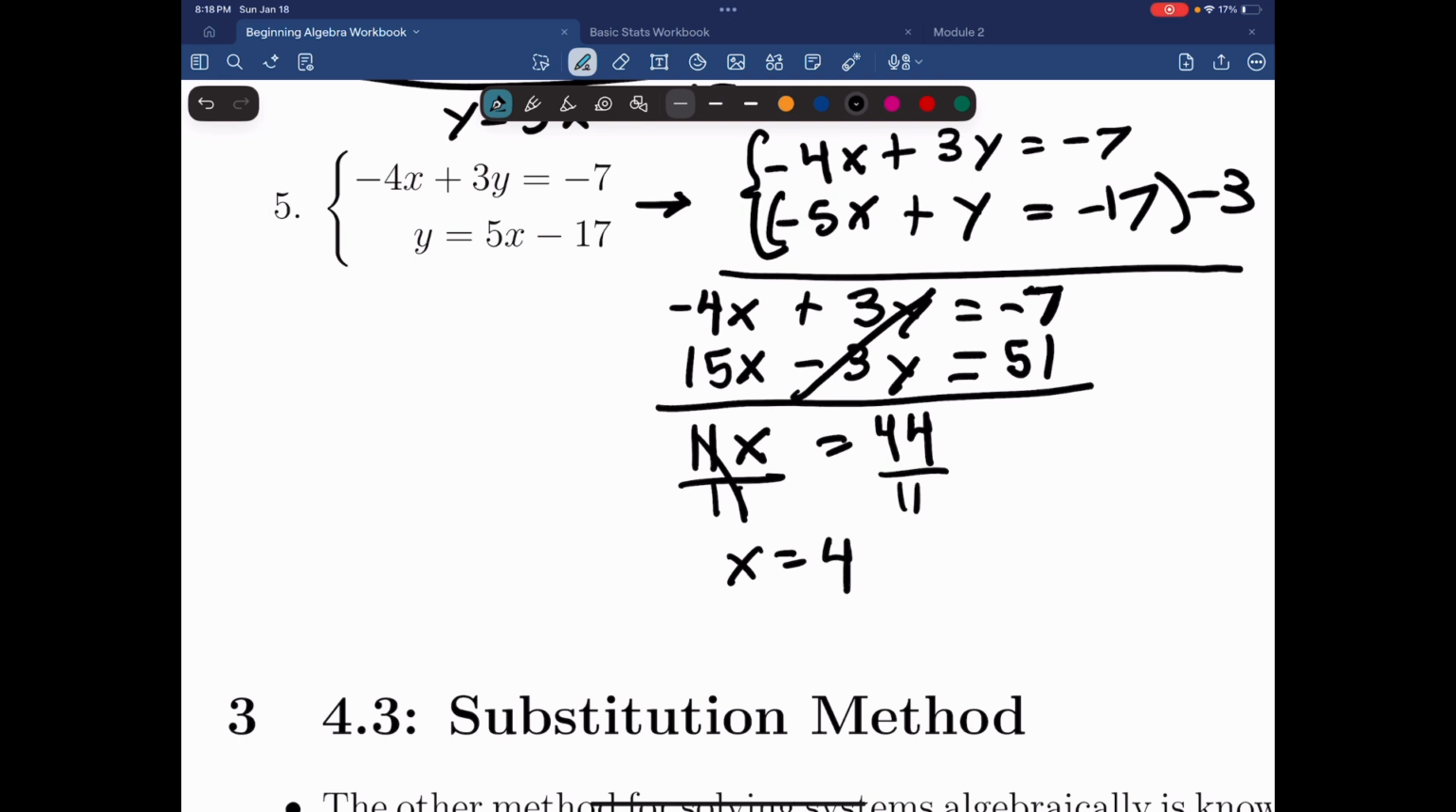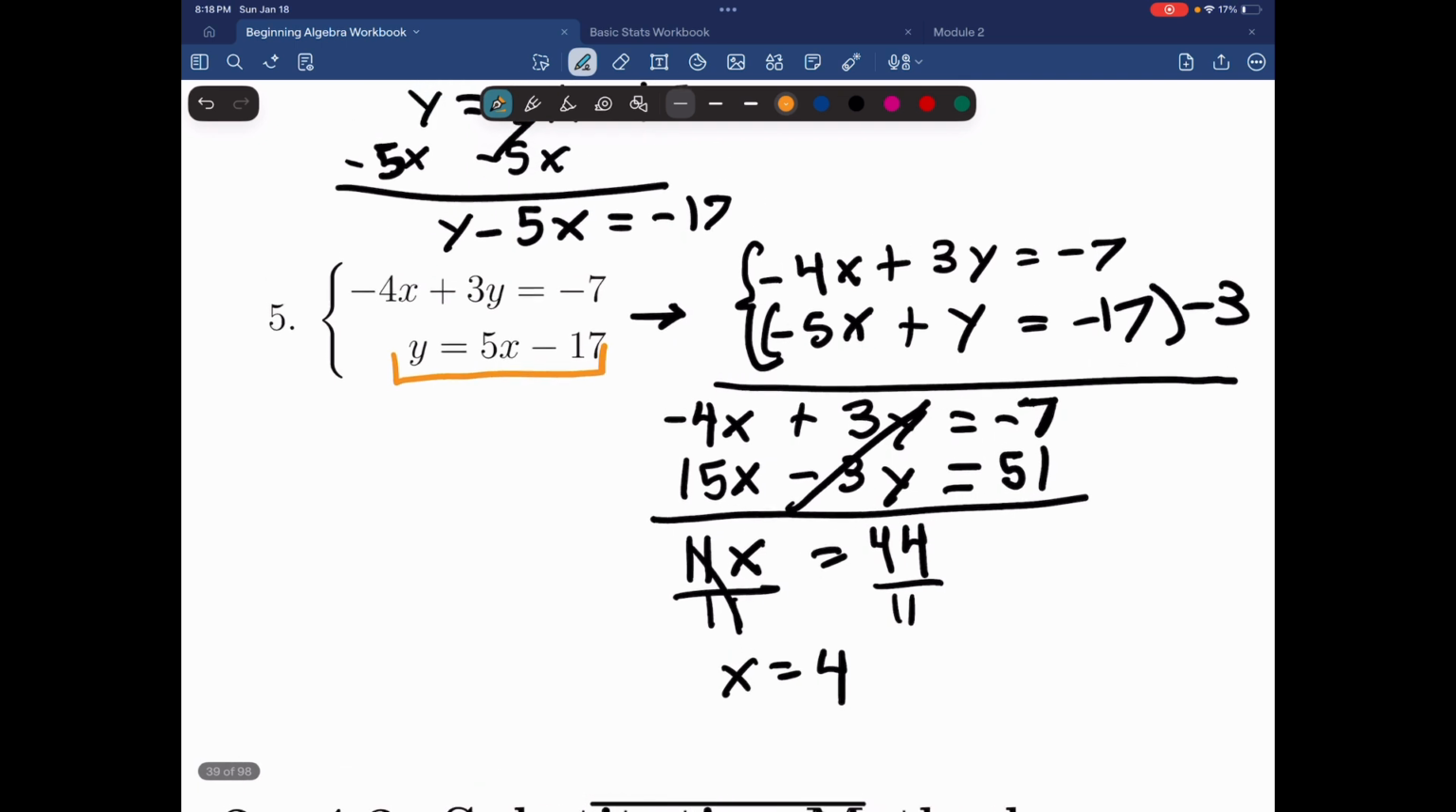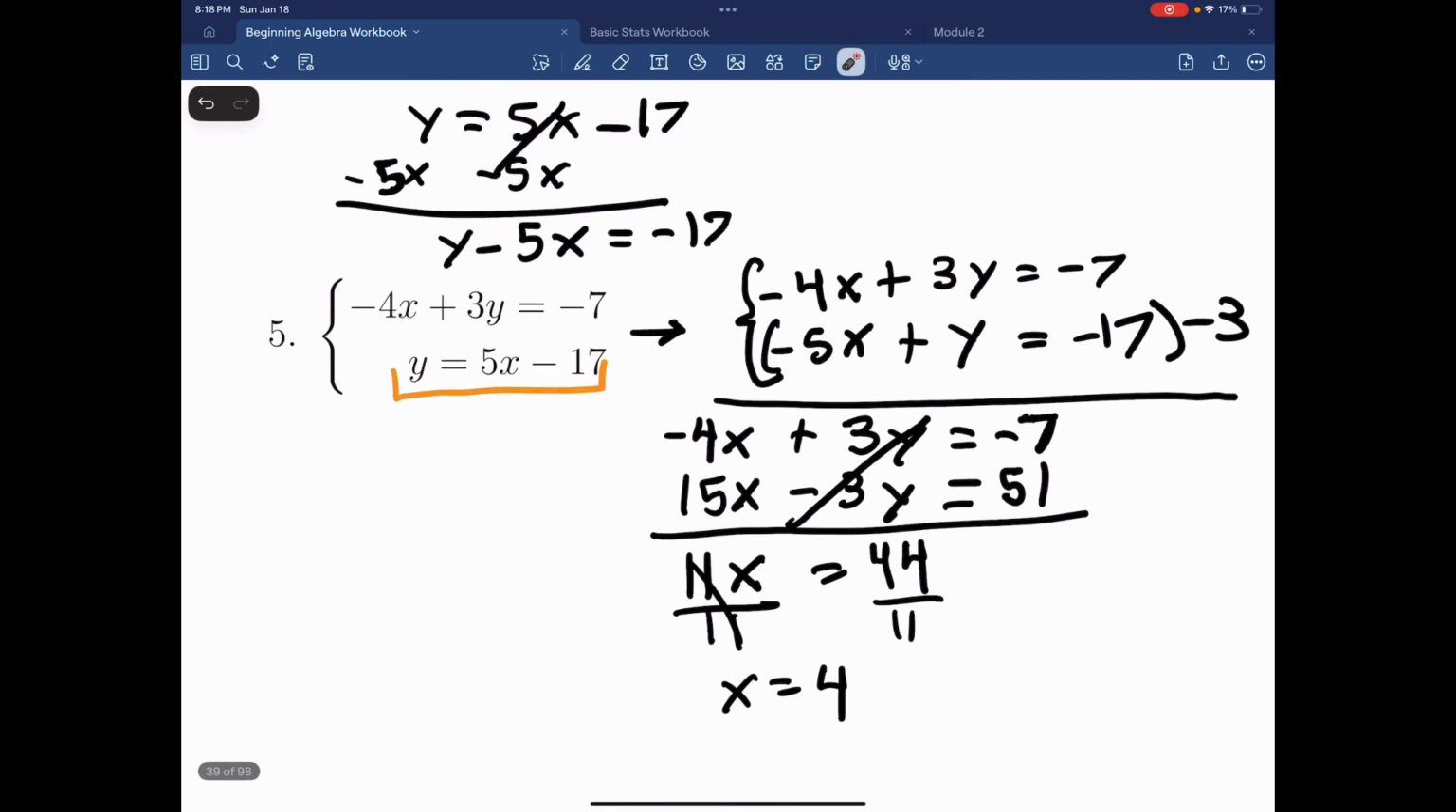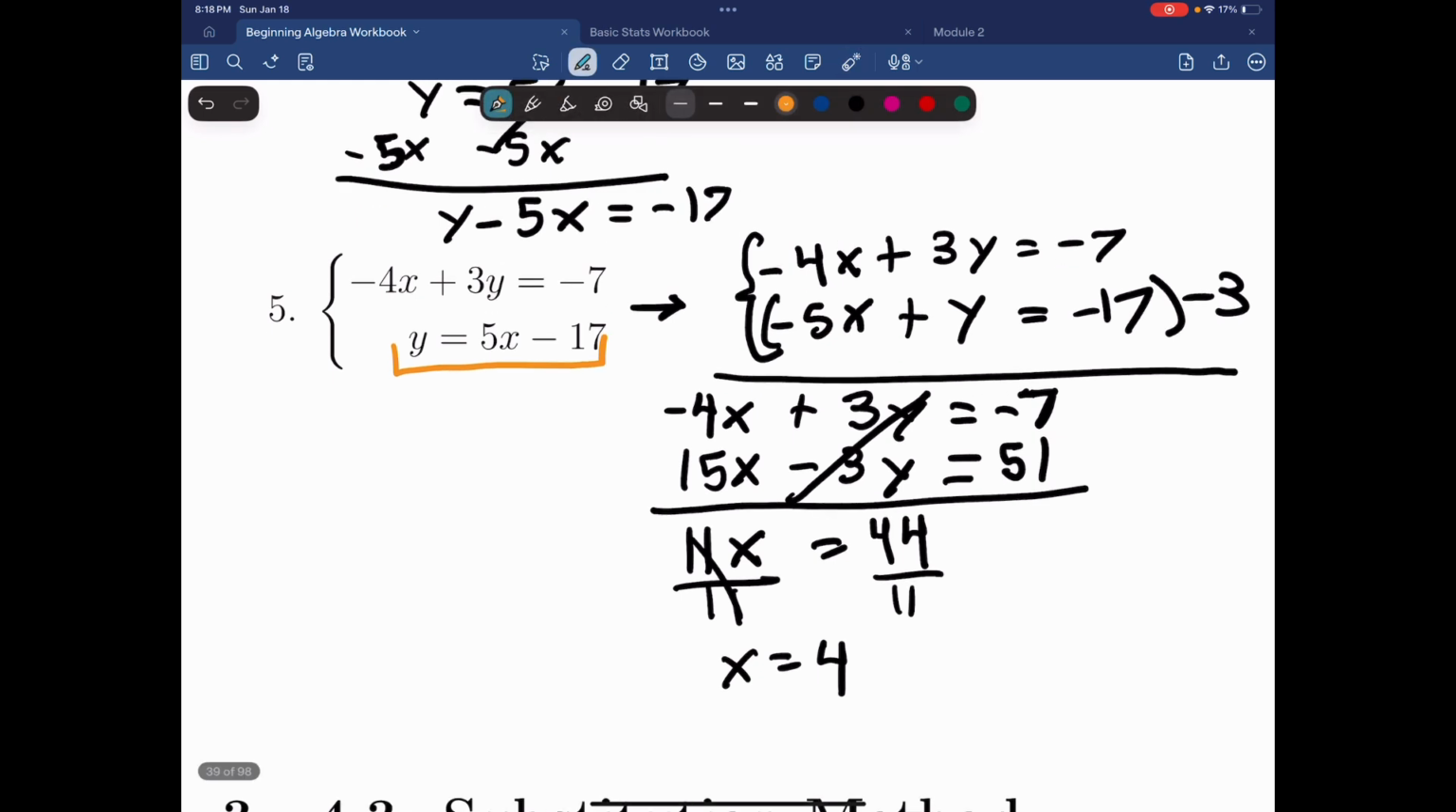And now we're going to plug in 4 to this second equation here. So this is the thing. Because this equation is the same thing as this one, just written in different forms, I can plug in x to this form of the equation. Because these two equations, they're the same thing. They're the same equation. So I can plug in x to this equation here.